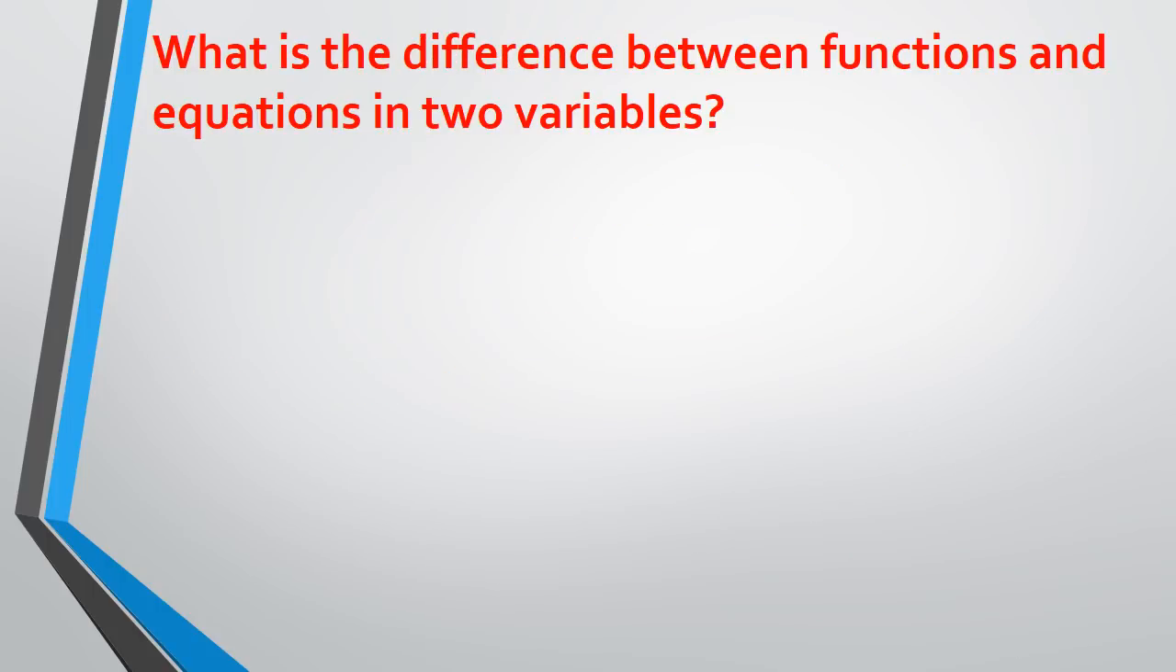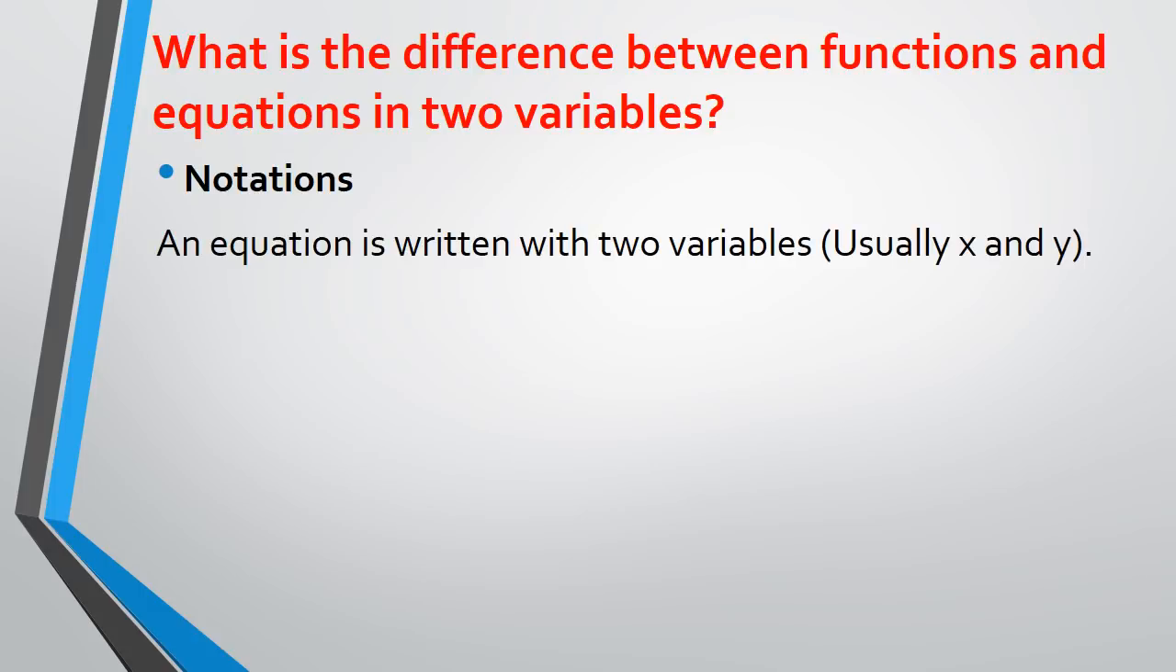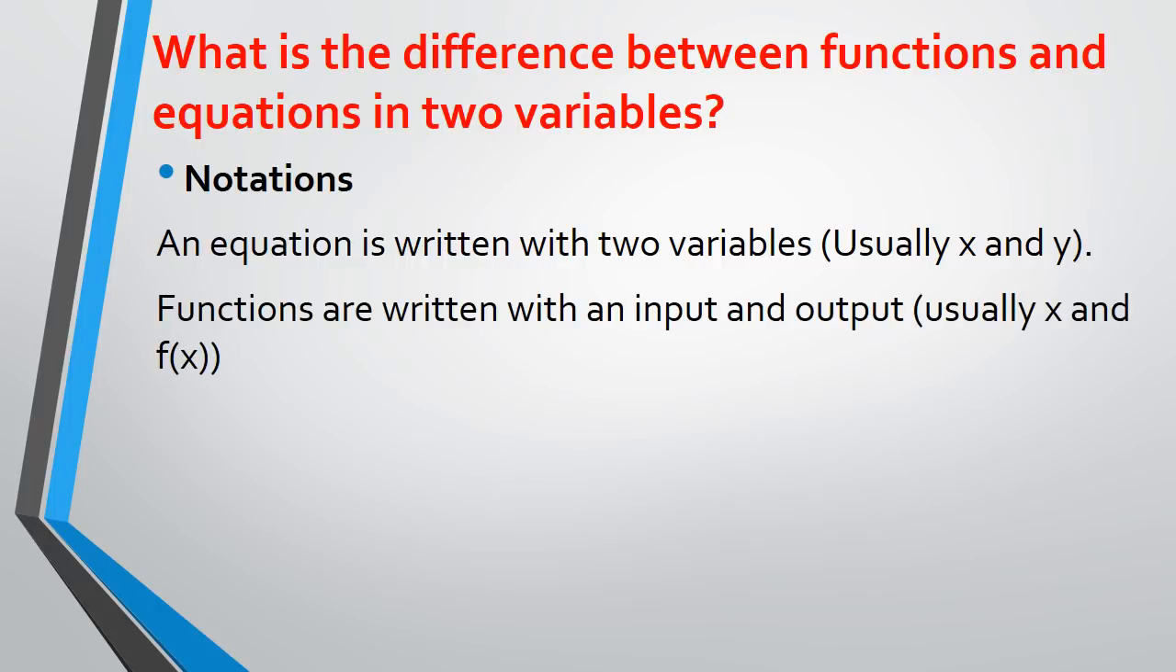We remember equations from the past. So what is the difference between functions and equations in two variables, if we're talking about x and y? The difference is in the notation. It's how we write a function. An equation is written with two variables, usually x and y. Functions are written with an input and an output. The input is usually x and the output is f of x.